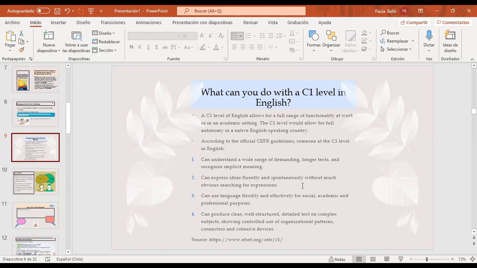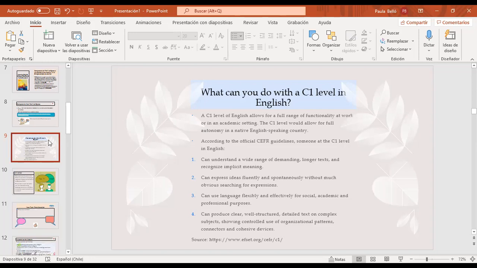Also, as I said, C1 level is accepted if you want to study abroad, if you want to study here in Chile, also to do a master's, for example. So it's a great objective for you to achieve this level, even if you're not planning to teach English at elementary school. But just because it opens the doors for your future development, your future education.